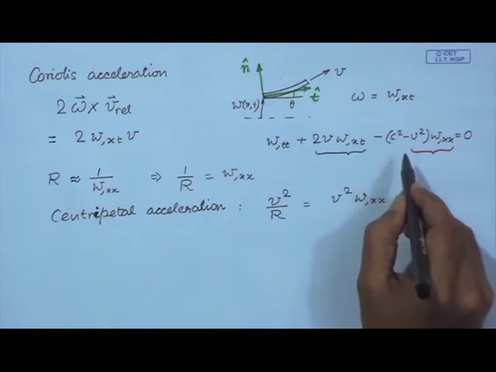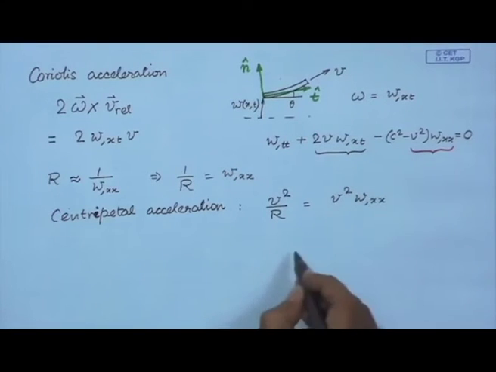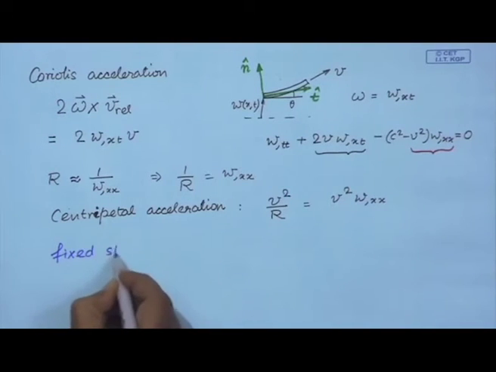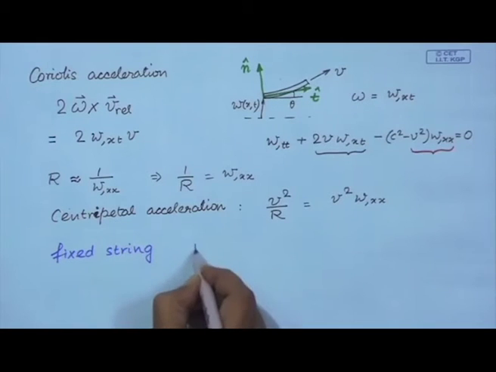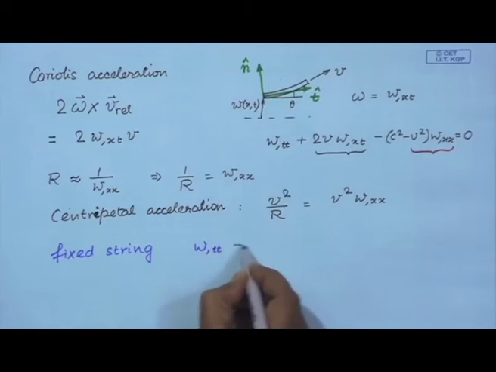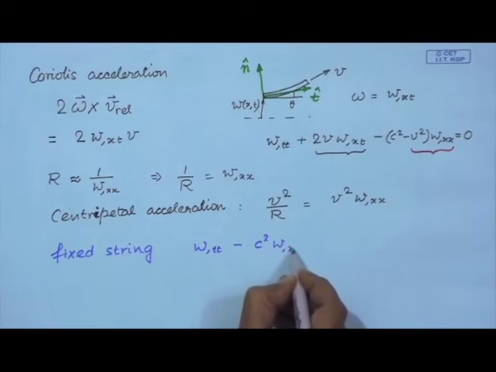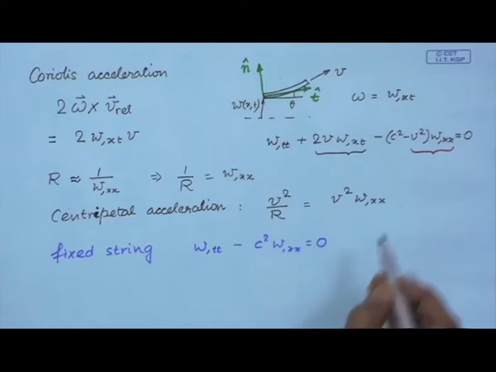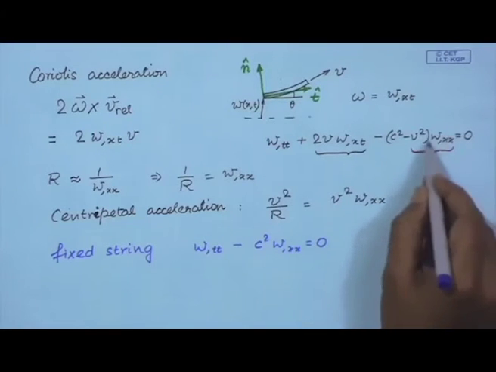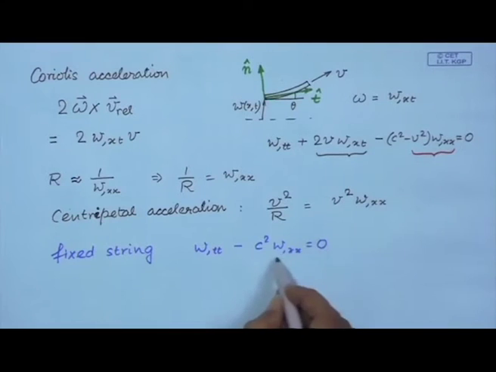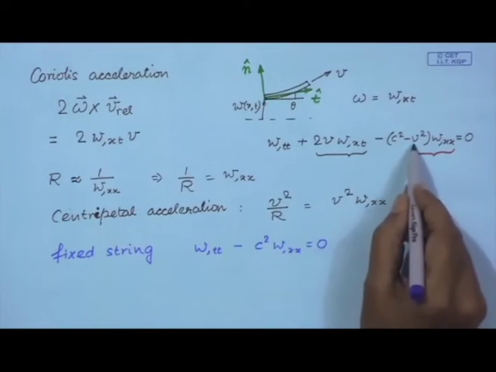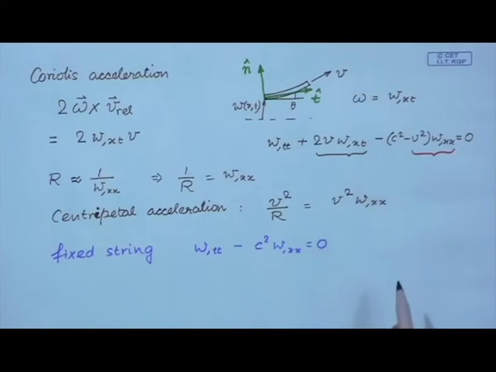You see, in a fixed string, we have the equation like this. So, this double derivative with respect to space also appears, but now this appears with c square minus v square. Now, there is a possibility that v might just equal c.